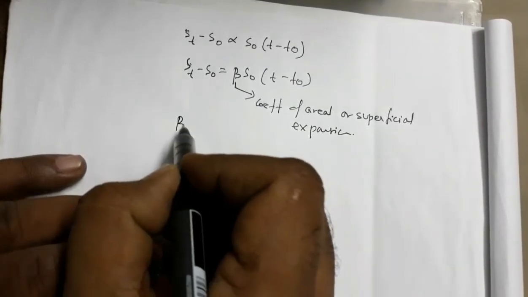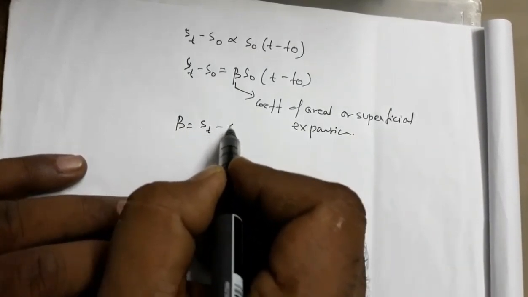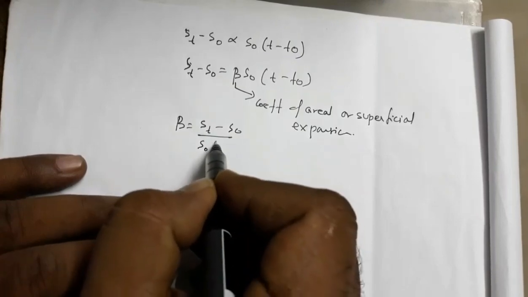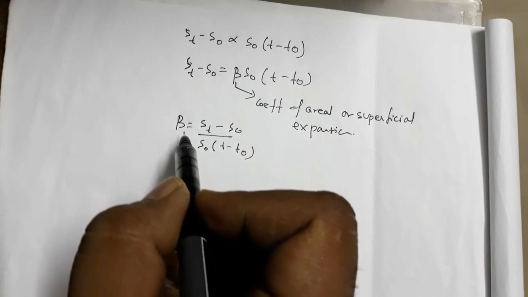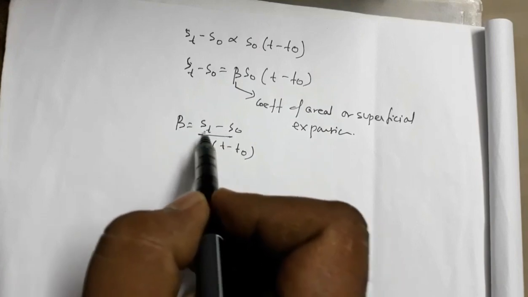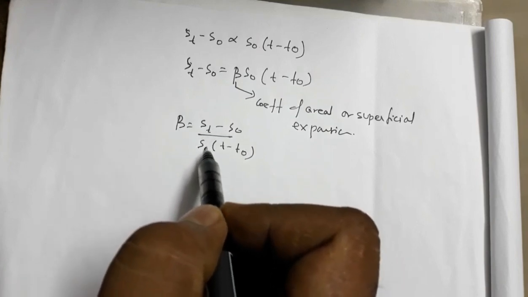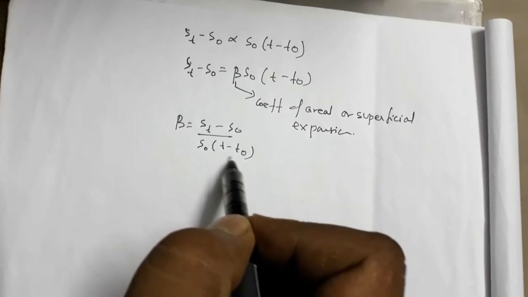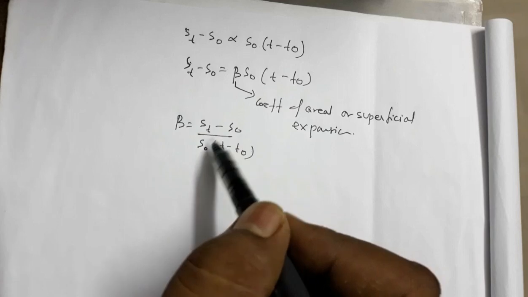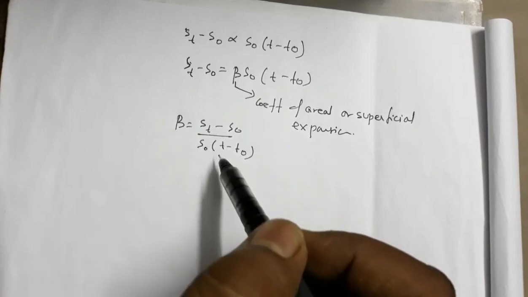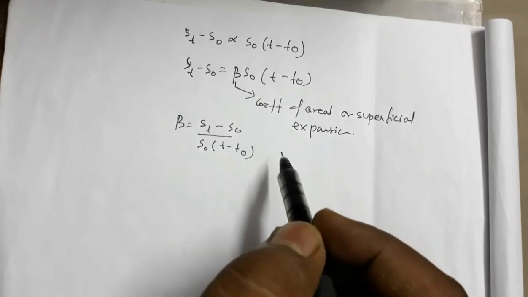So beta is (ST minus S0) divided by S0 (T minus T0). The coefficient of superficial expansion is defined as the increase in area per unit original area per unit rise in temperature. And how about the unit? The area cancels out, so the unit of beta is per degree Celsius or per Kelvin.